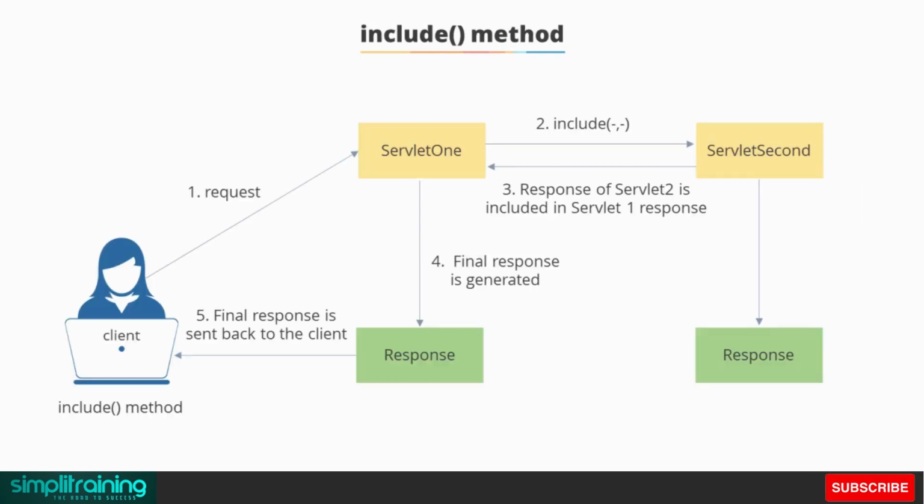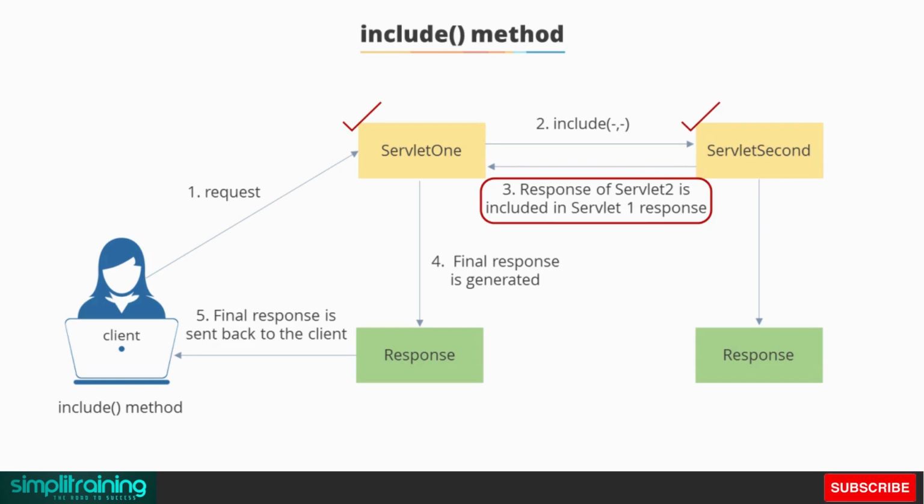you can see here that the include method will send the request to servlet 1. Servlet 1 can generate its response, which is sent back to the client, or servlet 1 can go ahead and call another servlet 2, which can generate its own response. This response of servlet 2 is also included in the servlet 1 response.